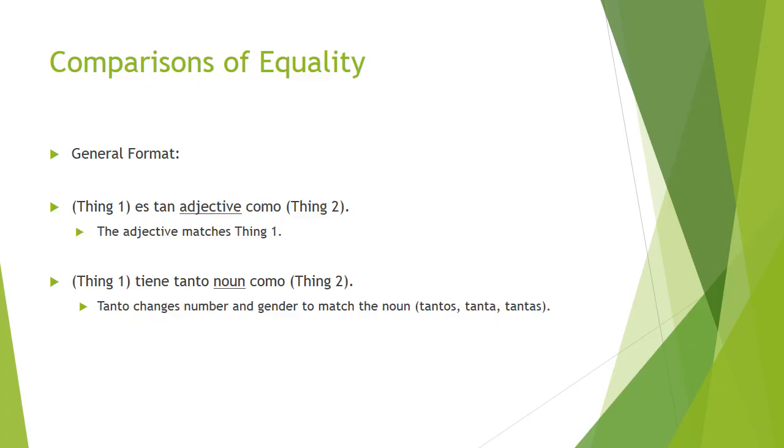And then if you're talking about objects, you use thing 1 or person 1, tiene, tanto, and then the noun, como, and then thing 2 or person 2. The word tanto changes number and gender to match the noun. So, for example, if I said, I have as many sisters as you, it would be yo tengo tantas hermanas como tú.